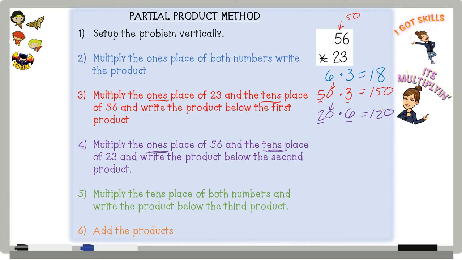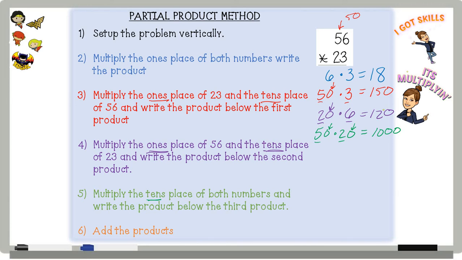And then for my last part for multiplication, I'm going to do both tens places. So the 50 and the 20 are going to be multiplied together. So 50 times 20. 5 times 2 is 10, and then I have 2 zeros to add to the end.